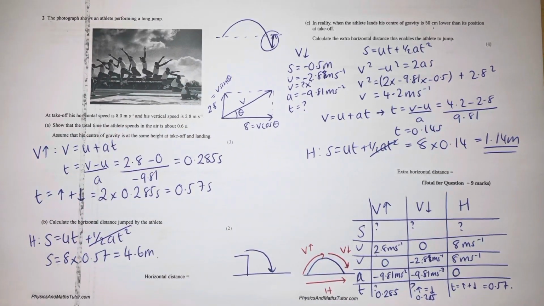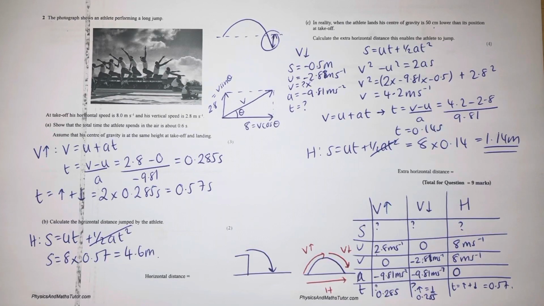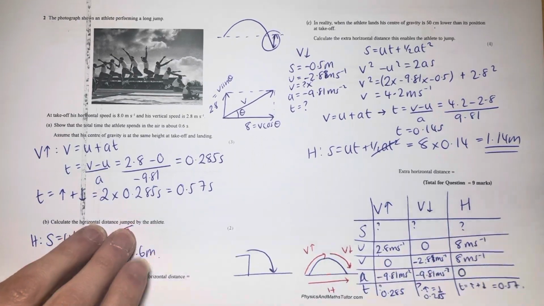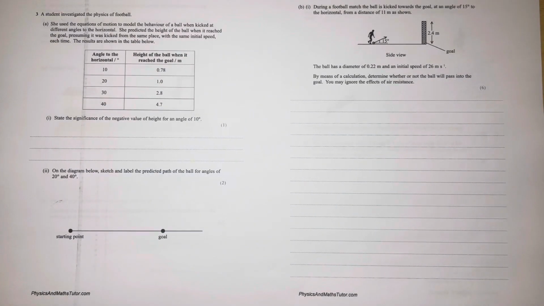So that's quite a tricky question. I'm not going to lie, I got it wrong. I've had to do it twice because I made a mistake in part C. So if you found part C quite difficult, you're quite normal, don't worry. But we're going to go on to question 3 here.